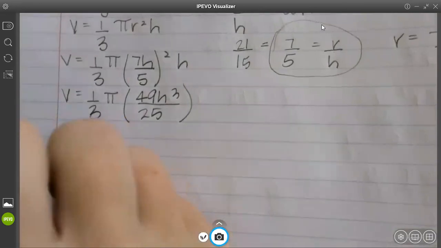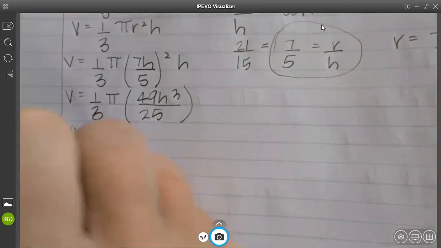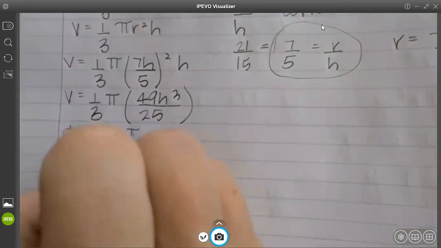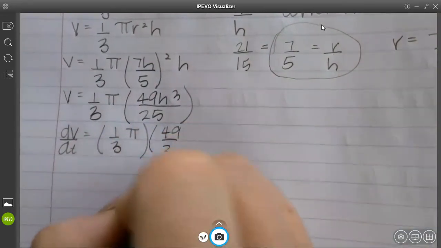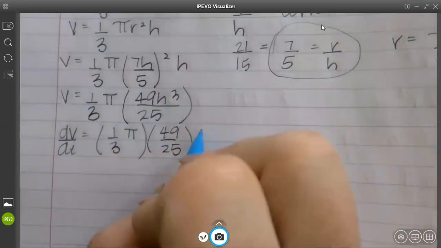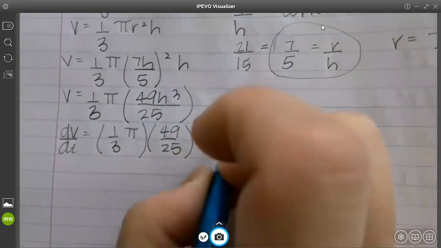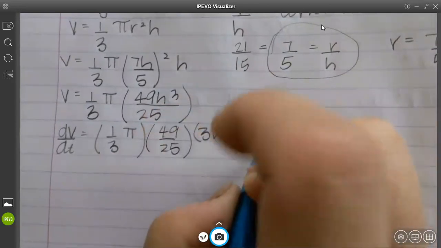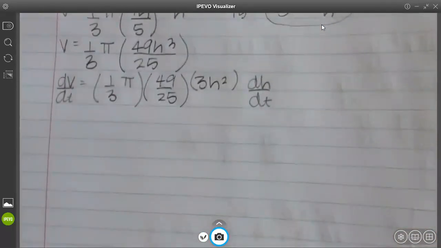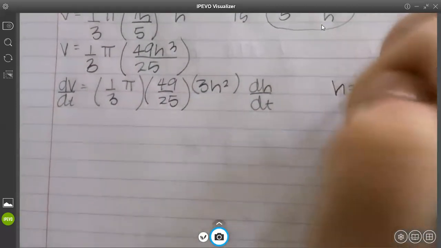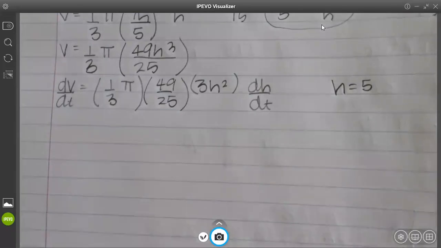I'm going to take the derivative. What can I pull out? What else? Definitely the pi. What else can I pull out right here? 49 over 25. Derive H cubed. What do I write after that? What do we know? What else do we know? Which one is that one?